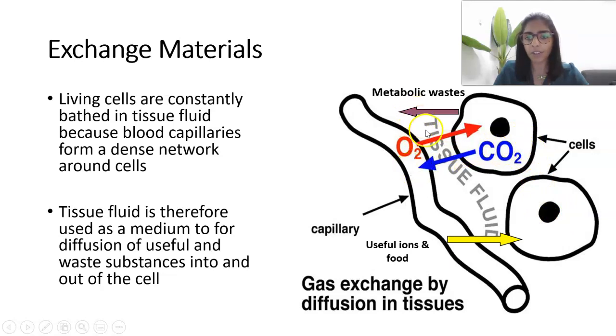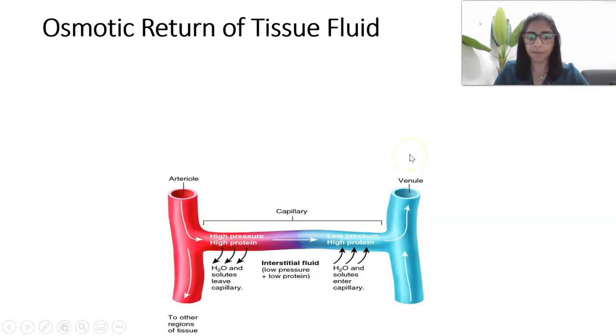Now you have this constant medium surrounding the cells, that's the tissue fluid, which allows for exchange of nutrients, and it's a good go-between. Now, what we're going to be talking about here is how tissue fluid returns to the blood capillary network and therefore the venules and then the veins.